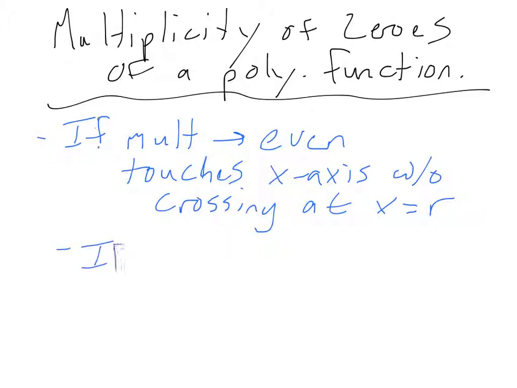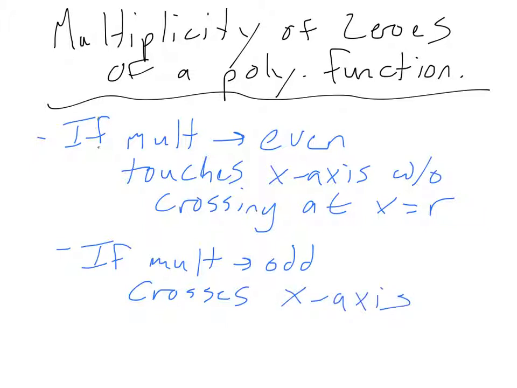On the other hand, if the multiplicity is odd, it crosses. It actually goes from above to below or from below to above the x-axis at x equals r. And so right away, if you have the fully factored version of the polynomial function, you know the zeros, and you can identify at each zero, does the function actually cross the x-axis, or does it just touch the x-axis and then go back down or back up, depending on where it started, right?